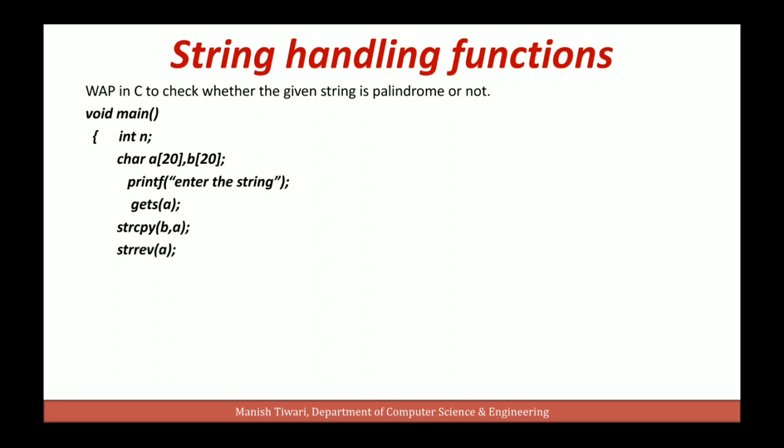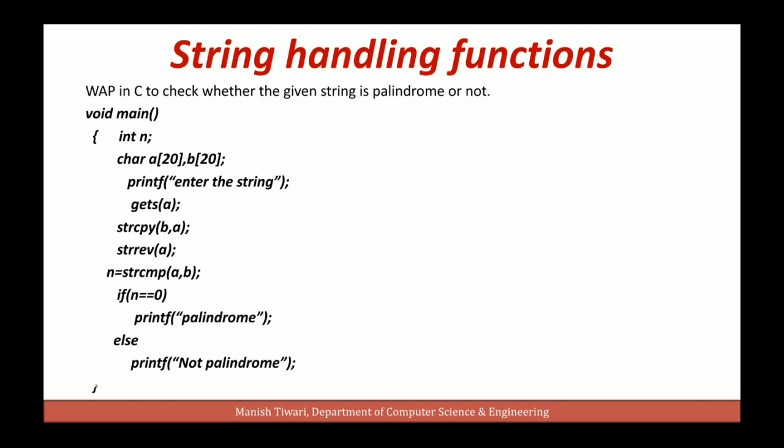Then we will reverse the string A, that is the original string, by using strrev function. Then after reversing the string A, we will compare both the strings string A and string B. You know, string A is now reversed and string B contains the original string. So we are comparing the original string with its reverse version. And now if the value of n is equal to 0, then of course string will be palindrome, otherwise string will not be palindrome. So here is the example of a program so that we can understand various string handling functions.